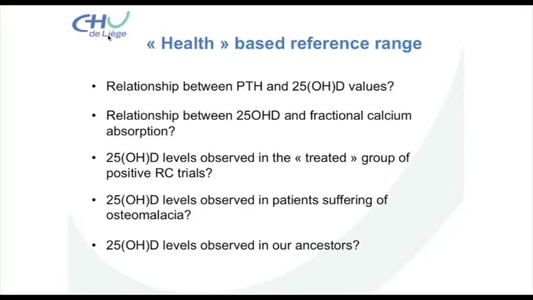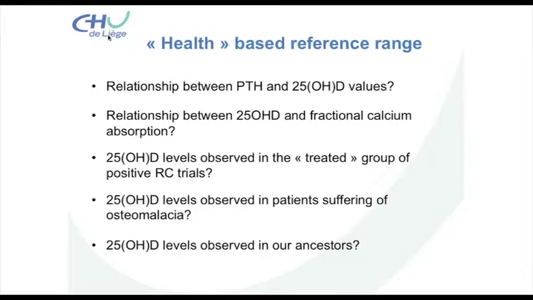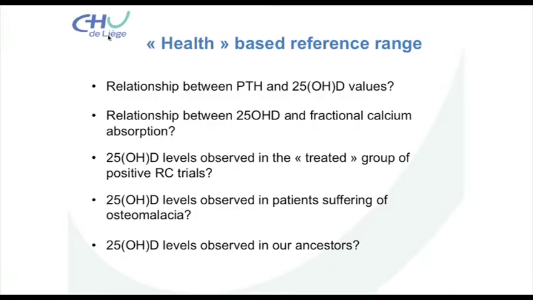And this is for me something very interesting: perhaps we could use as the reference range the 25-hydroxy vitamin D levels that were obtained in positive randomized controlled trials, which really demonstrate an effect of vitamin D. What was the level that was reached in these studies? It could also be the 25-hydroxy levels observed in patients suffering from osteomalacia. This is also something we could use. And perhaps finally, it could be the 25-hydroxy levels that our ancestors had. We're doing some paleontology: what was the level of our ancestors? What is the native, natural vitamin D level of the human? Well, perhaps we can try to answer these different questions.